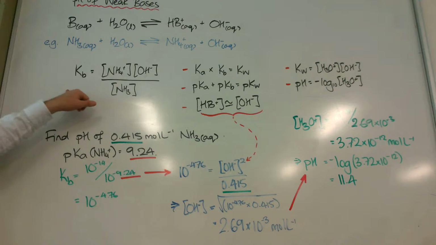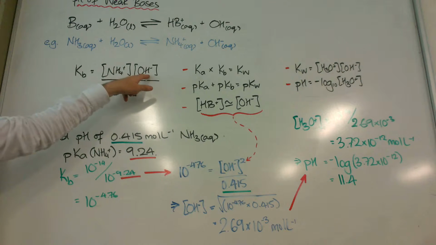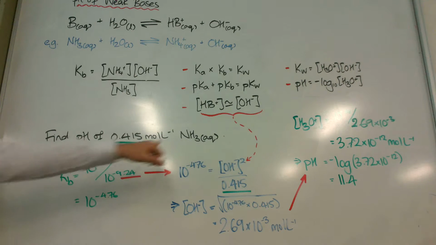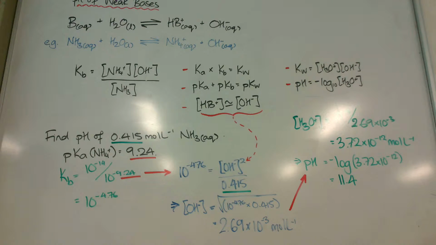So I write a Kb expression for this. Notice that it's Kb, not Ka. Because it's got hydroxides, it's a base, so it's Kb. Alright, so that's what the B actually does stand for. So we're not being tricky or clever. So let's say that the question was, find the pH of 0.415 moles per litre ammonia in aqueous, meaning dissolved in water.